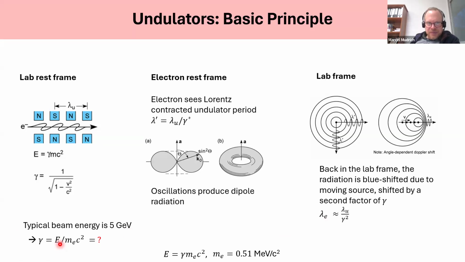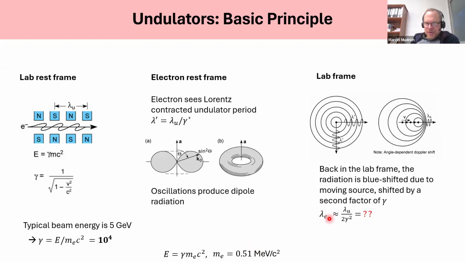Okay, I guess you need the information about this m e c square. I just told you, m e c square is approximately 0.5 MeV. Approximately 10,000. Yes, exactly. Just divide by 0.5 MeV. So 5 GeV divided by 0.5 MeV, that's a factor of 10,000.